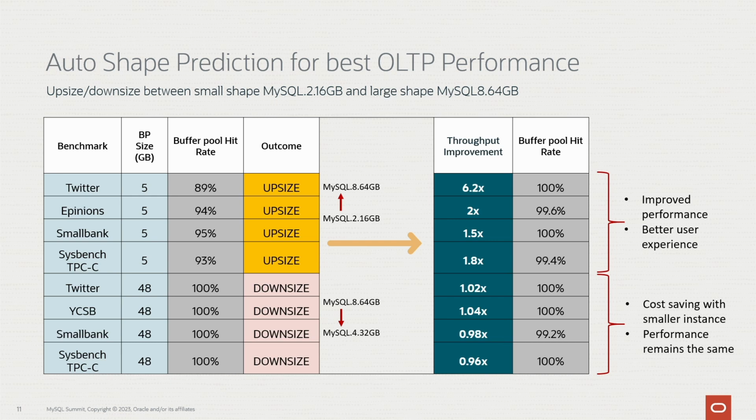And then if you see the buffer pool hit rate, right, it increased, and we saw improvement in throughput when we did the upsize. For the downsize case, the throughput remained pretty much constant. So it results in an end user saving.